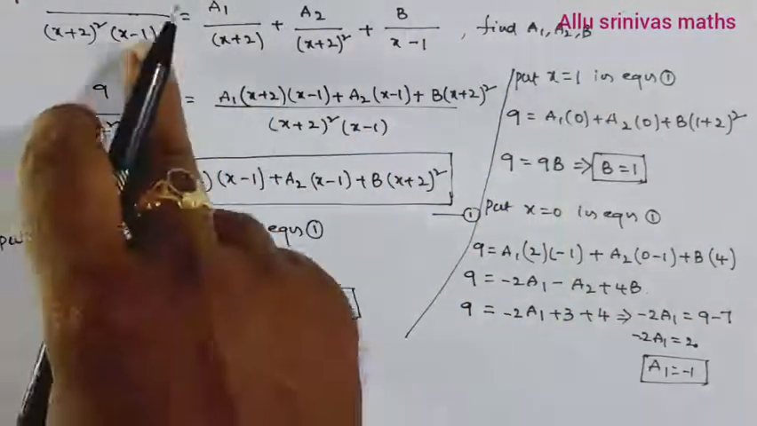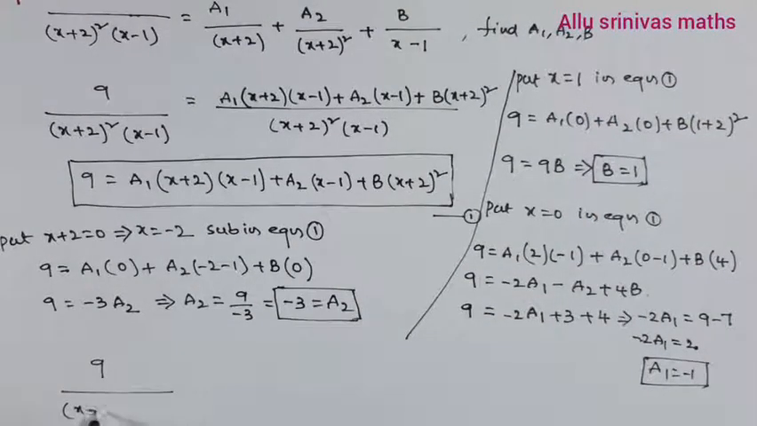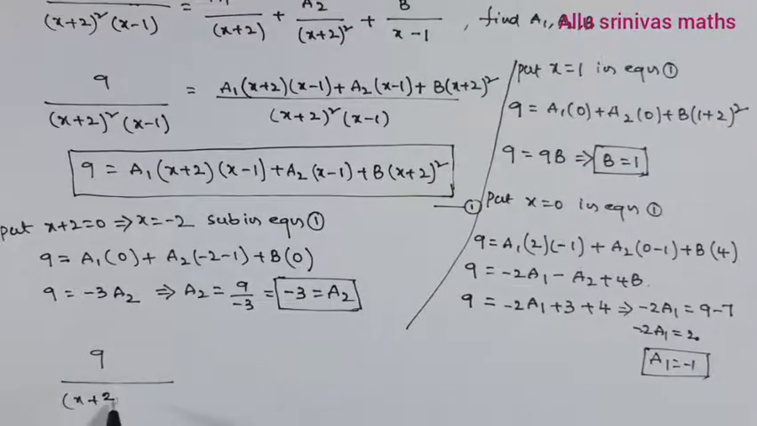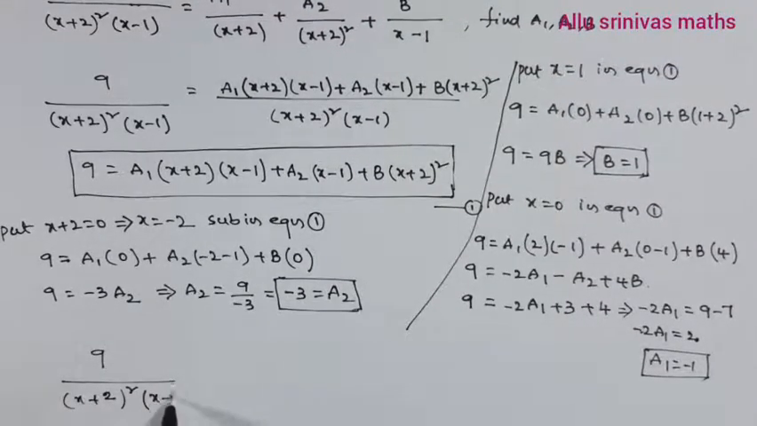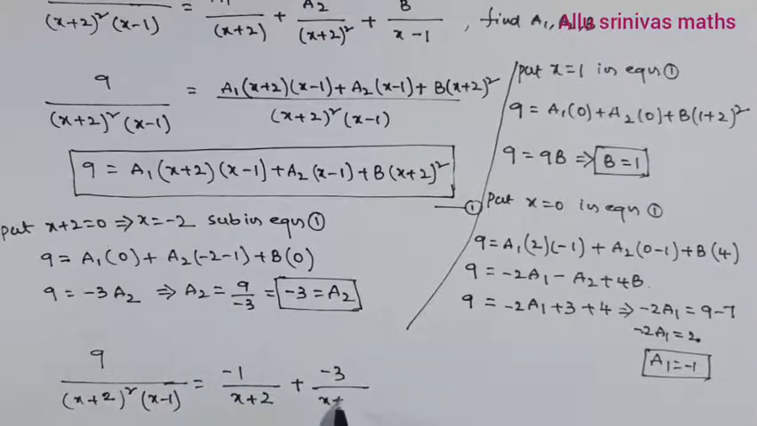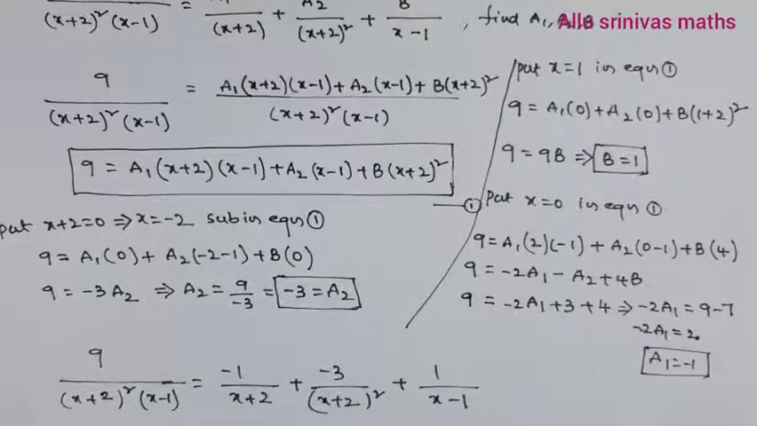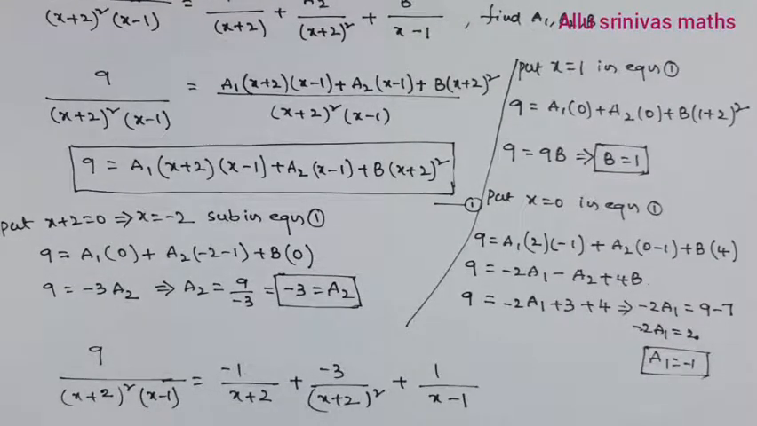Substitute in the standard form. 9 by x plus 2 whole square into x minus 1 equal to, where a1 is minus 1 by x plus 2, and a2 equal to minus 3 by x plus 2 whole square, and b is 1 by x minus 1. This is the partial fraction of the given rational fraction.